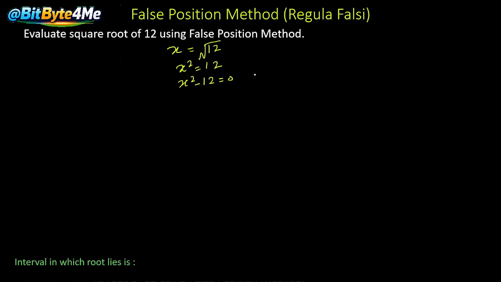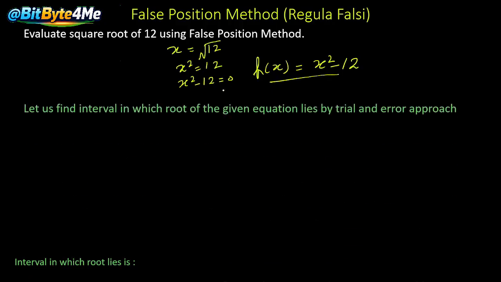Take this as f(x). f(x) is equal to x square minus 12. So this will be our nonlinear equation which we want to solve. First of all, we have to find the interval in which the root of this equation lies. By using the trial and error approach, we will try to find 2 points of x, at one point f(x) should be positive, and at another point f(x) should be negative. So we want to find 2 points.